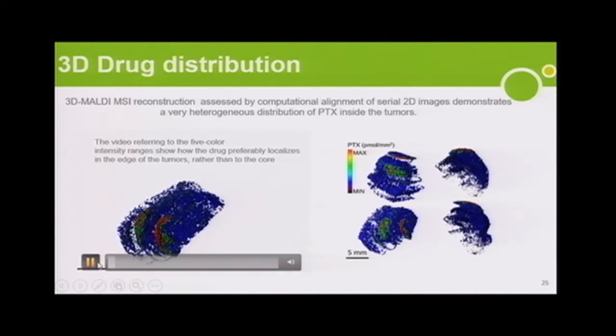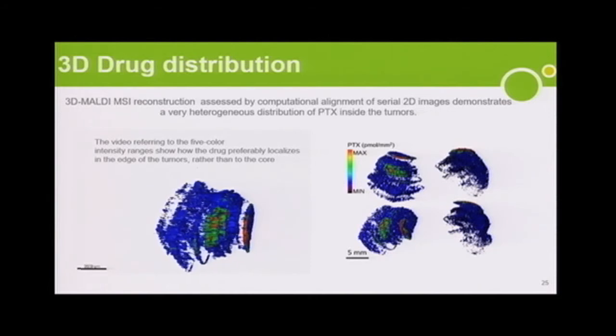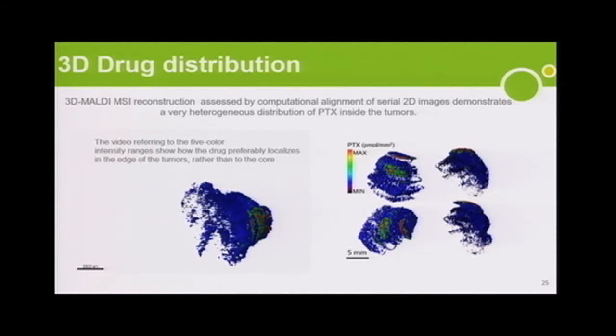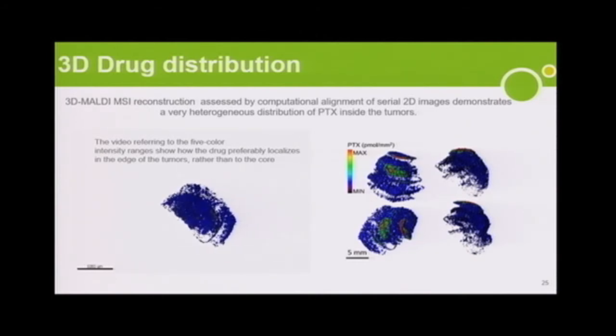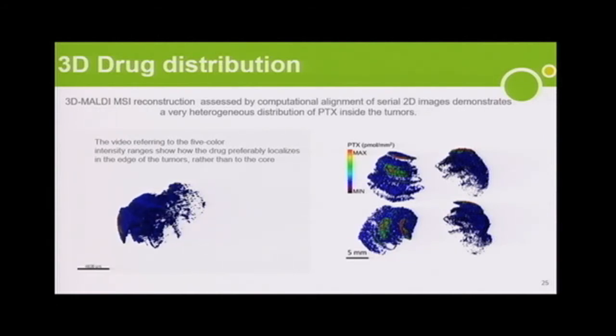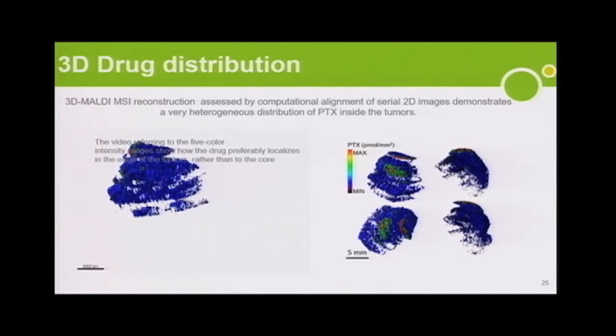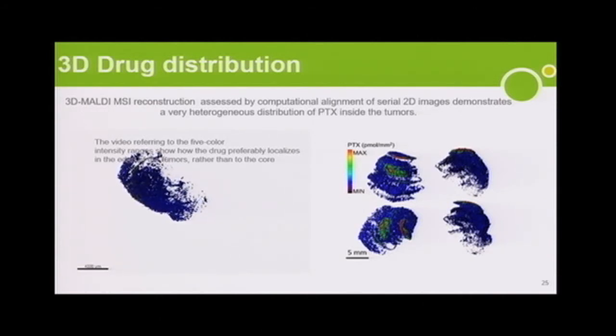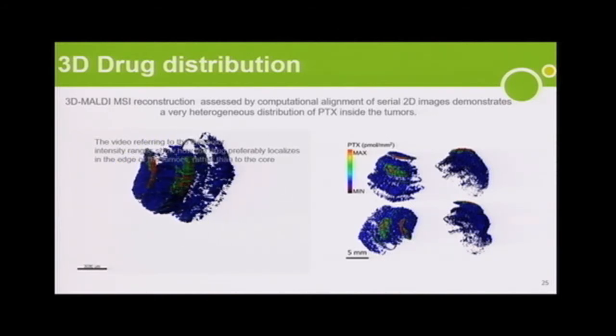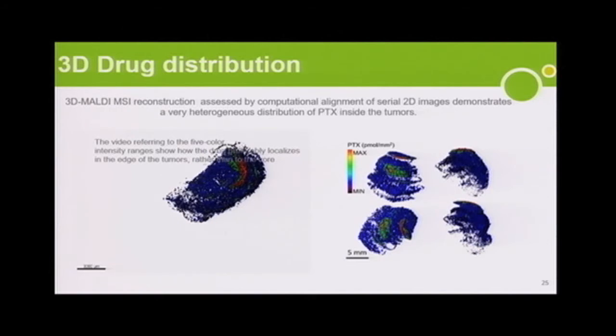Okay, here you can see our results. As you can observe here, the drug, paclitaxel, is present only on the edge of the tumor. It never arrives in the center of the tumor. This means that only a minimum concentration of the drug arrives to the solid tumors, and the drug that arrives is accumulated on the edge of the tumor.